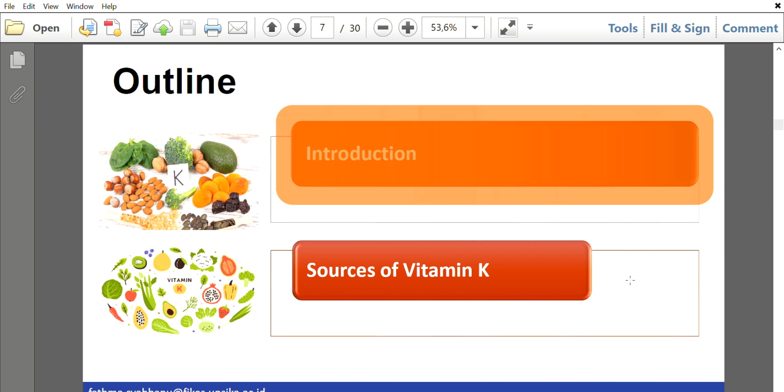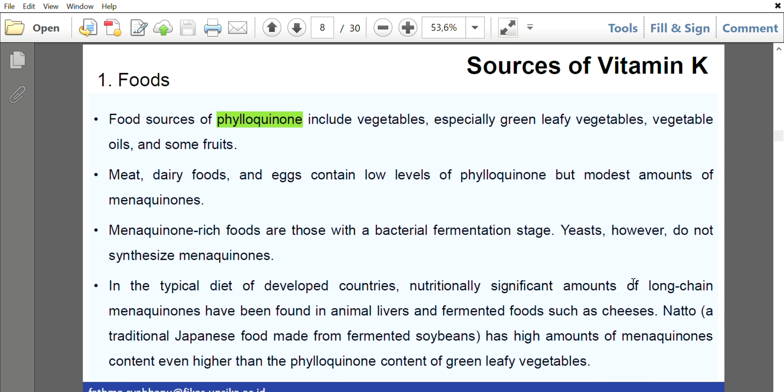Okay, how can we acquire sources of vitamin K? Okay, the number one is food. The first one, food. Food sources of phylloquinone include vegetables, especially green leafy vegetables, vegetable oil, and some fruits. Meat, dairy foods, and eggs contain low levels of phylloquinone but modest amounts of menaquinone.